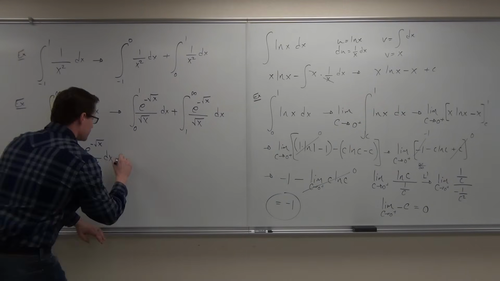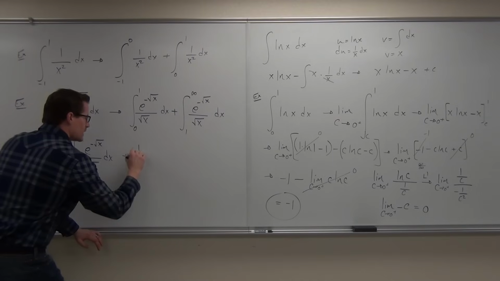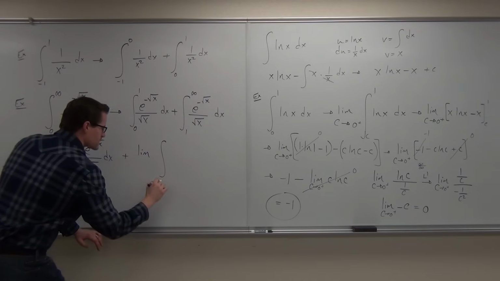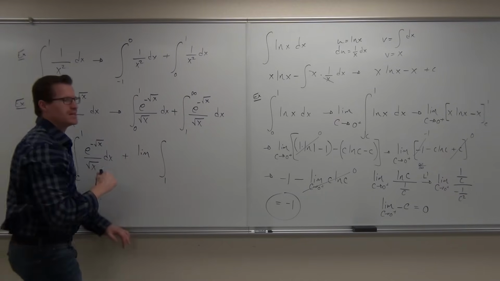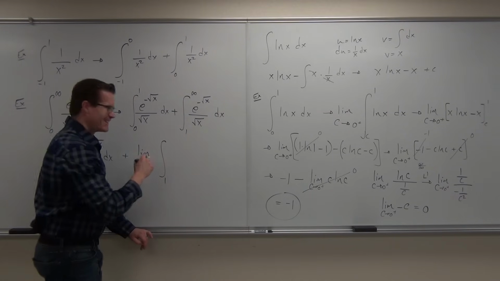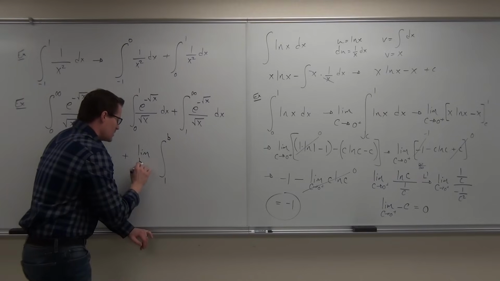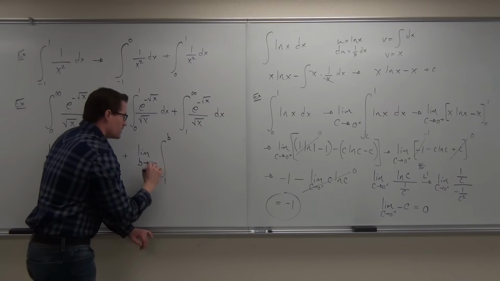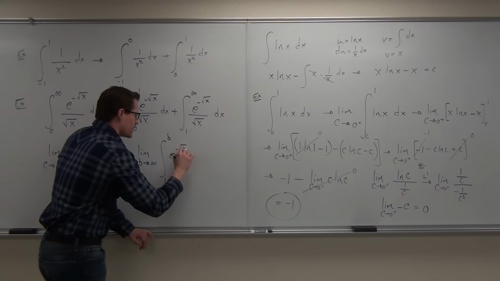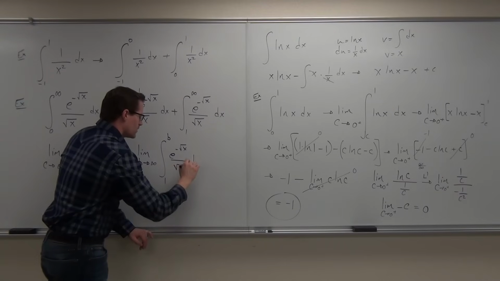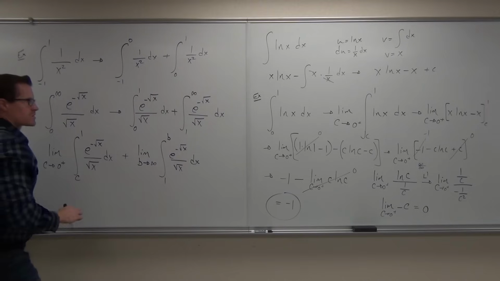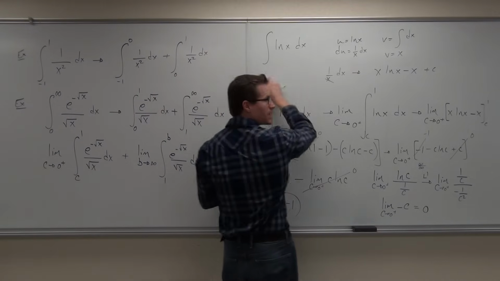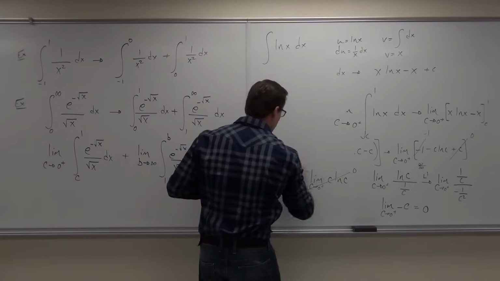So now, next one. We're going to have a limit. Let's see if you remember this from last time. The 1's not going to change. What's the infinity going to be? B. As b approaches infinity, the integral of e to the negative square root of x over square root of x. Now be smart about this. Don't do the same integral twice, two different times. Just do it once and use it for both cases, okay?